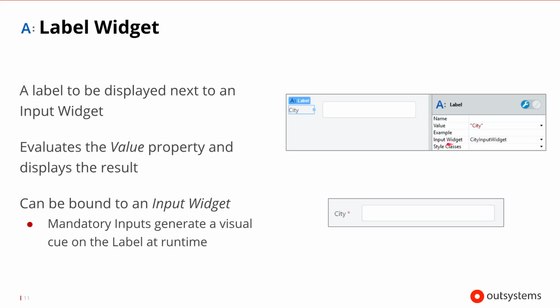Here it tells you exactly which input widget it's tied to, and the reason that this is important is because if an input is mandatory, we want to generate a visual cue on the label to make sure users know they have to add this one. So in a lot of places we use a red star to say that the input widget for city has to be entered, or it will create a validation error.